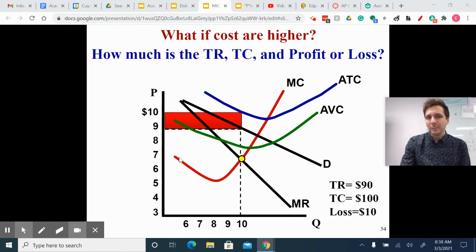But remember, I'm not going to charge this low price of 7. People are willing to pay higher, so I dash up above AVC. Remember, it's price versus AVC, not quantity. My price is 9 when AVC is 8. I should still produce even though I'm producing at a loss.